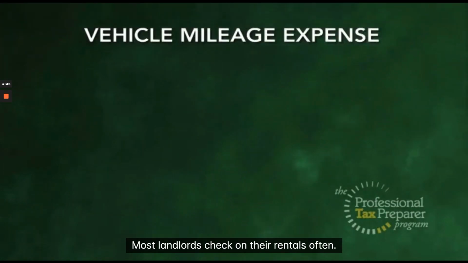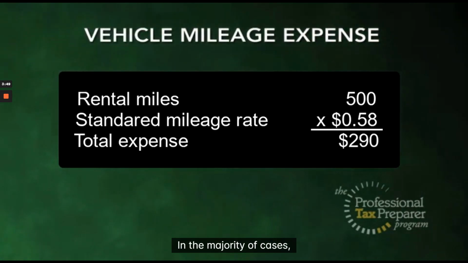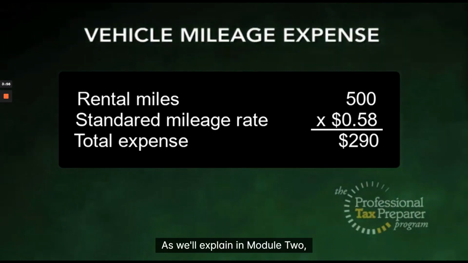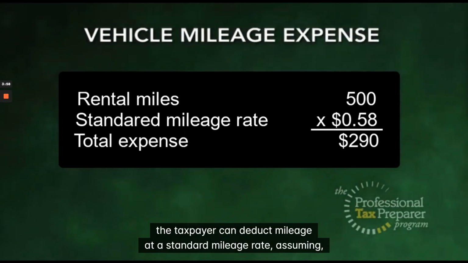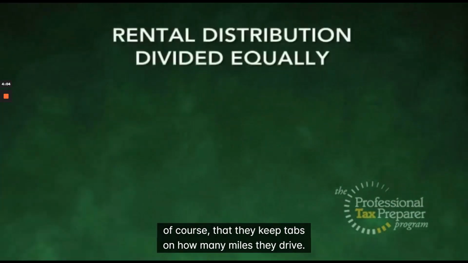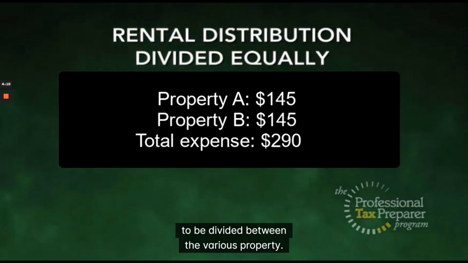Most landlords check on their rentals often. Travel expenses are deductible. In the majority of cases, this is in the form of mileage with the landlord using a personal vehicle. As we'll explain in Module 2, the taxpayer can deduct mileage at a standard mileage rate, assuming, of course, that they keep tabs on how many miles they drive. Additionally, if they have multiple rentals, the mileage deduction will need to be divided between the various properties.